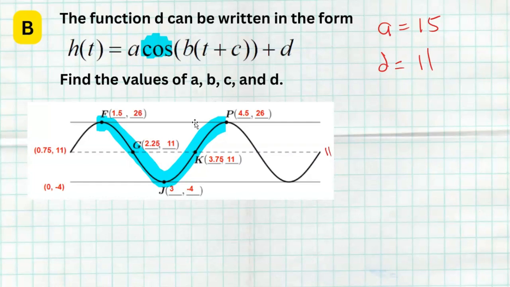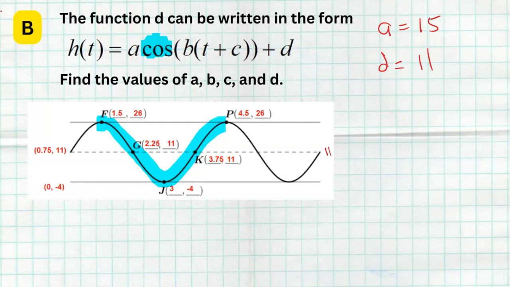So if that's the graph I want to use, then my A value will be negative because, well, gosh, I can't believe I said that. Forget I said that. My A value will be positive 15. Because when you start at the top, that's what traditional cosine does.